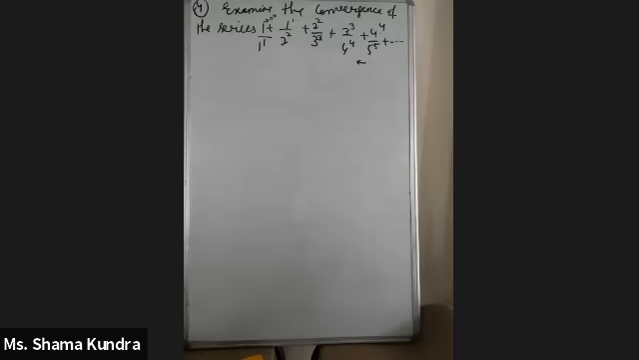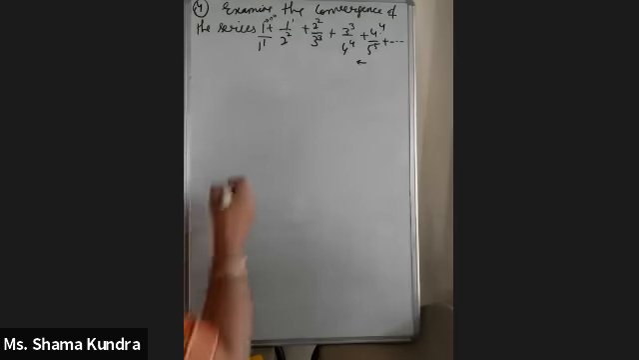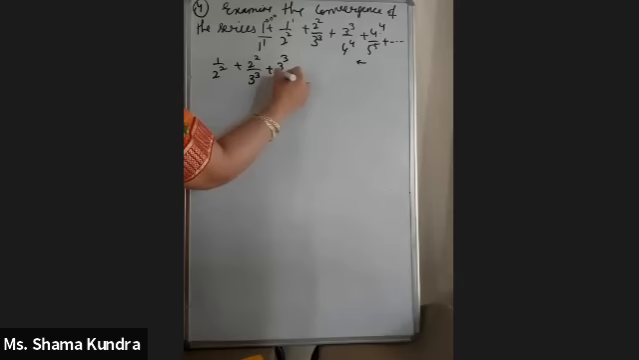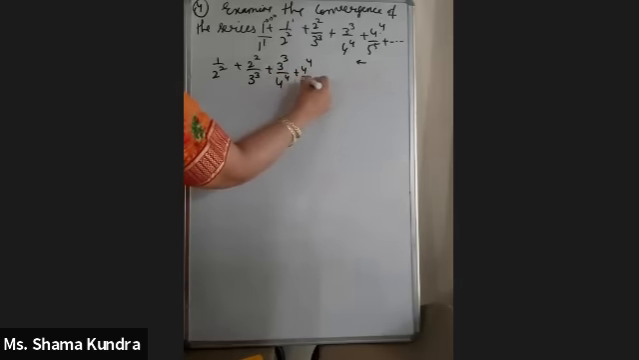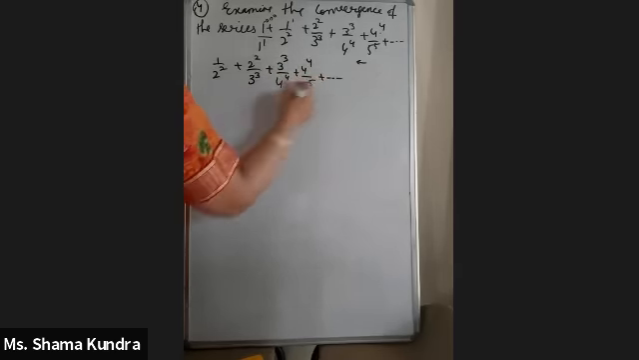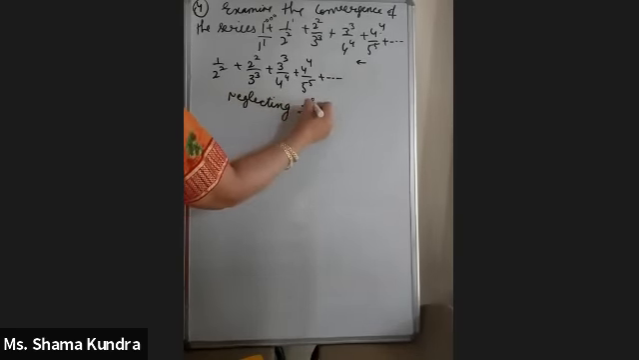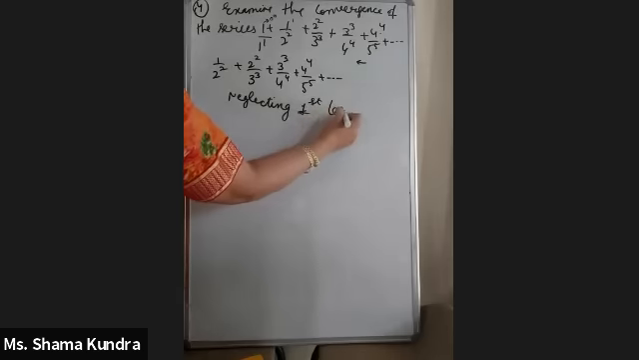So we will check convergence of the series 1 over 2 square plus 2 square upon 3 cube plus 3 cube upon 4 raised to power 4 plus 4 raised to power 4 upon 5 raised to power 5. Write down, neglecting the first term.